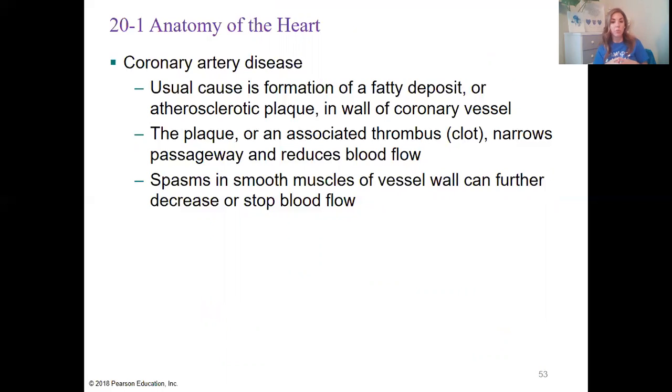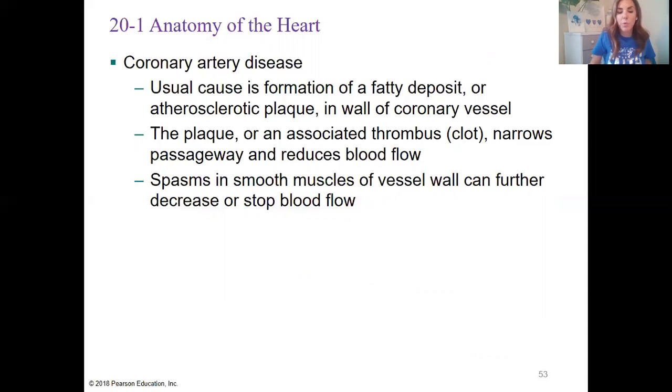Coronary artery disease, the usual cause is formation of a fatty deposit, or what we would call an atherosclerotic plaque, within the wall of the vessel. The plaque, or if it's a clot that's attached to the wall, is called a thrombus. This can cause a narrowing within the artery and then reduce blood flow. And if there are spasms that occur within the smooth muscles of the vessel, then of course this can further cause that narrowing, which can then definitely impede or impact the flow of blood.